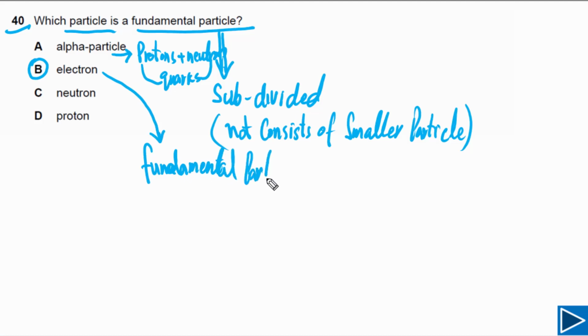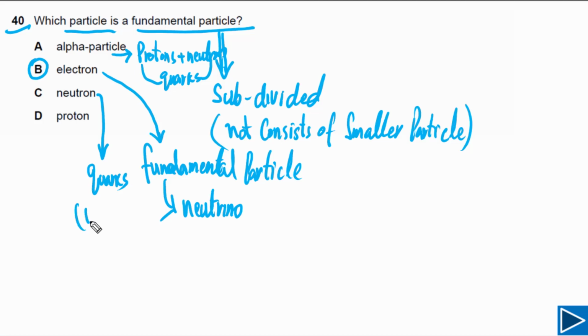Neutrinos are also fundamental particles. Another example of a fundamental particle is the neutrino. So we can also write down neutrino. If you look at the neutron, the neutron is not a fundamental particle because it consists of quarks. A neutron has one up quark and two down quarks. So it consists of smaller particles, so it is not a fundamental particle.